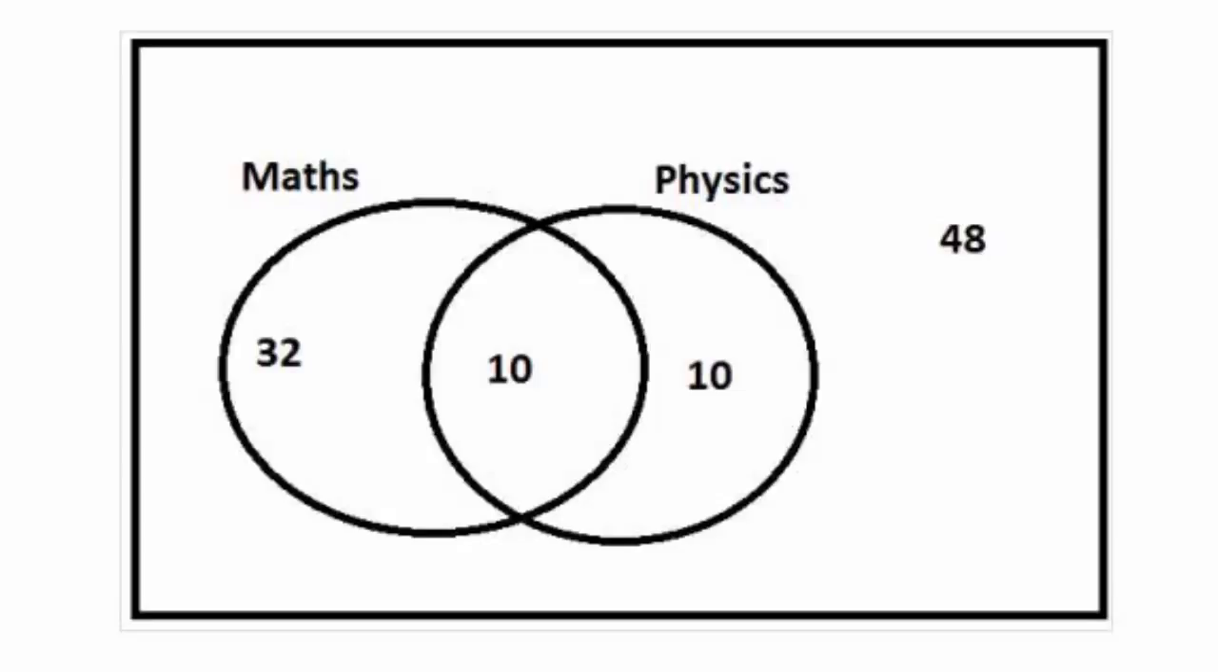The reason why I want to do that is because my circle for maths must contain in total 42 students. Therefore I know 32 goes outside. That 32 represents all the maths students which aren't studying physics as well. Likewise, on the right hand side, we know 20 students studied physics overall, 10 study physics and maths, so 10 of them study physics but not maths. This would be P and not M in Boolean Algebra.